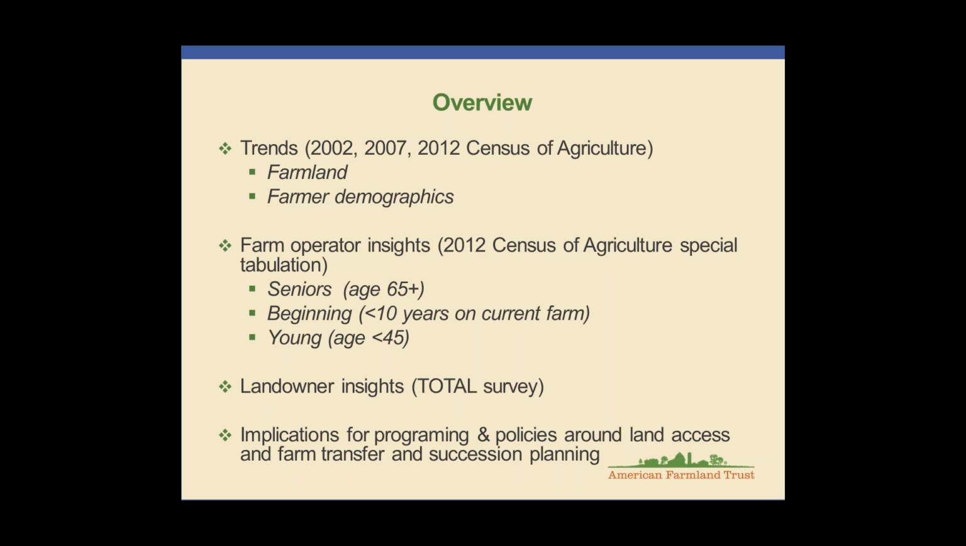Beginners, and the definition of beginning farmers in the 2012 census of agriculture was less than 10 years on the current farm, which is different than the definition that has been used in the censuses before 2012. And then lastly, the 3rd demographic we are calling young, and that is what we defined as age under 45. They are not called young anywhere in the census. We just chose to use that number somewhat arbitrarily for our definition of young farmers.